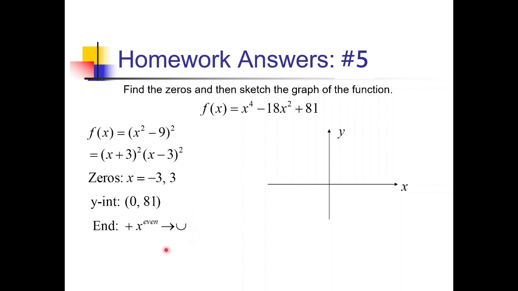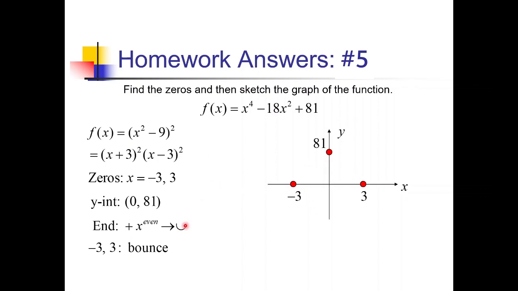And then finally, for the root behavior, both of these zeros, negative 3 and 3, are coming from squared factors. So that means that we're going to be bouncing at both of those spots. So putting it all together, let's do our x-intercepts, negative 3, positive 3, and the y-intercept, 0, 81, somewhere up here. We're just sketching it.